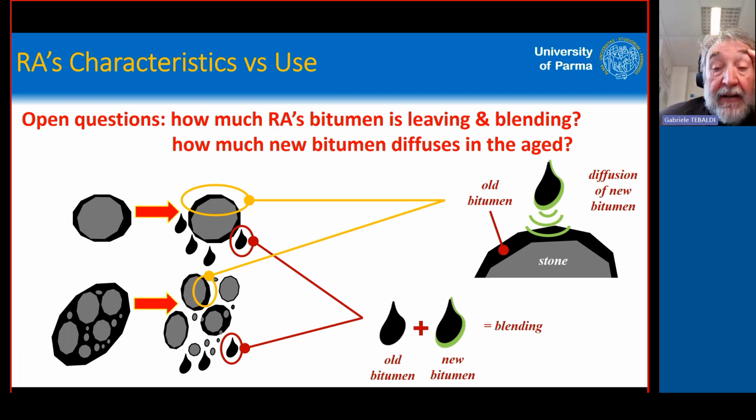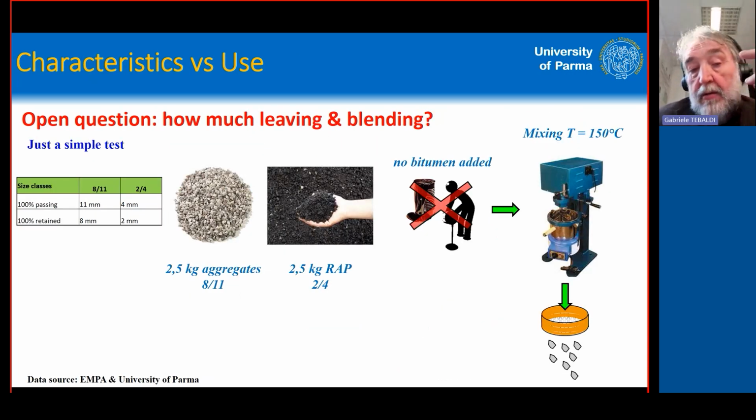The second point that we have to remember is the amount of bitumen that is available or can be available, and which kind of phenomena lead the blending. It could be a simple blending or a diffusion. In my opinion, the bitumen that leaves the RAP is not a lot.